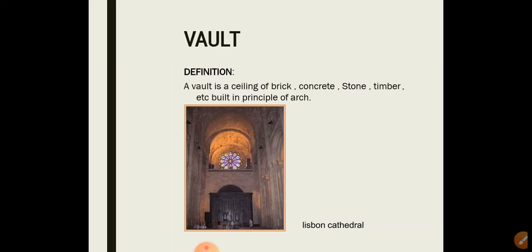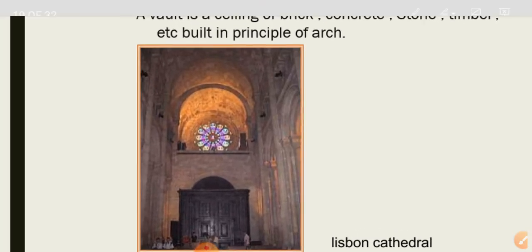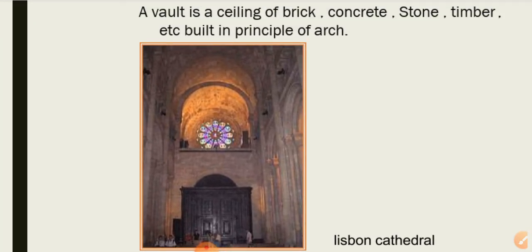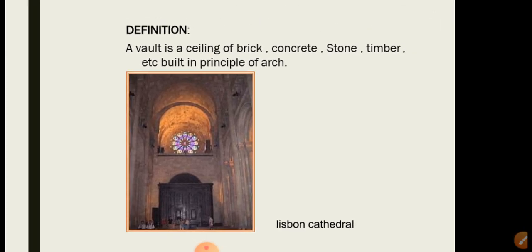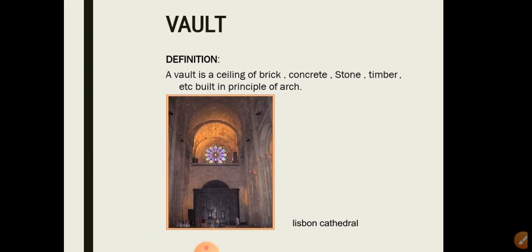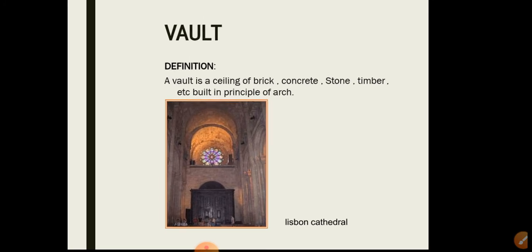Okay. Next, we have vaults. Vaults are nothing but ceilings of brick, concrete, timber, etc. Now, these vaults are like the closure part of the arch. In the example you can see over here, this is a vault. If you have seen normally in churches, this can be seen more. Normally in churches this type of architecture you can see.